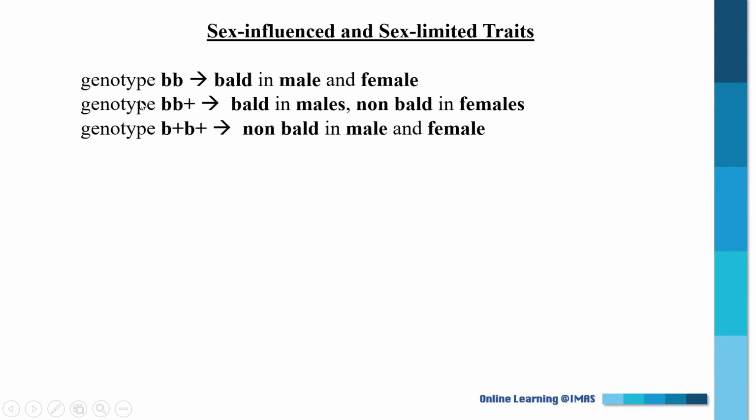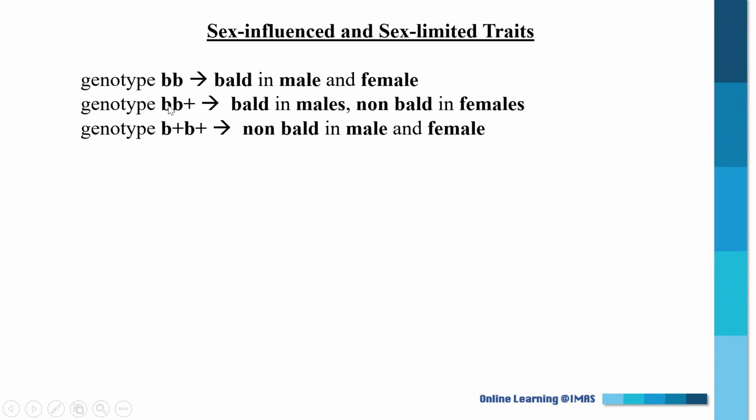So let's say you have genotype BB. You inherit both alleles for baldness. Whether it's male or female, they will be bald. If you inherit two B plus alleles for normal hair, whether you are male or female, you will not be bald. But the only problem is when you are heterozygote, B B plus. It will depend.